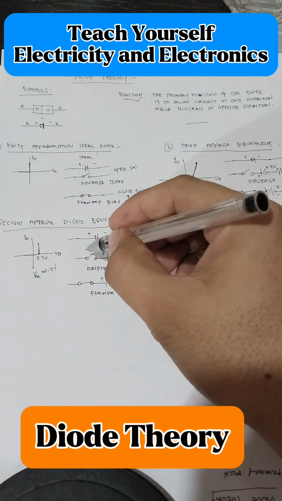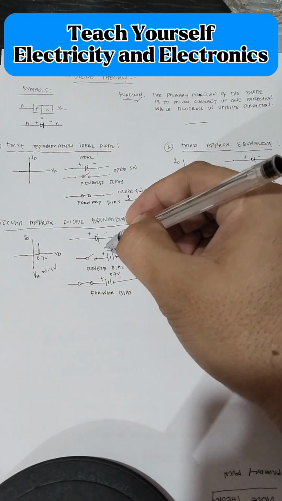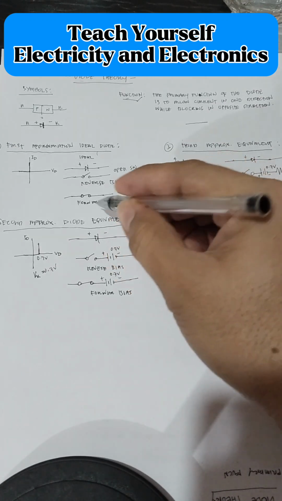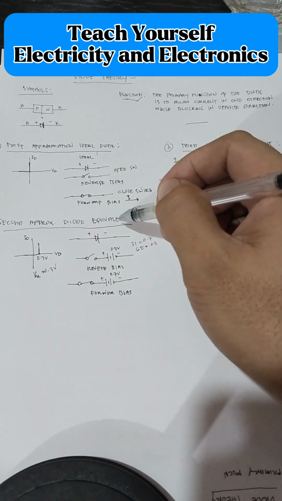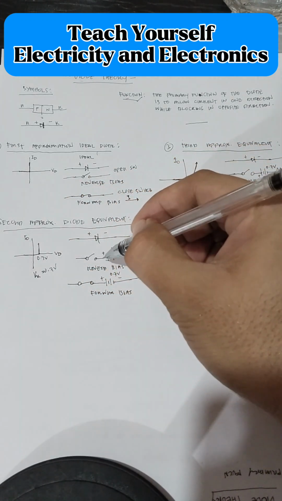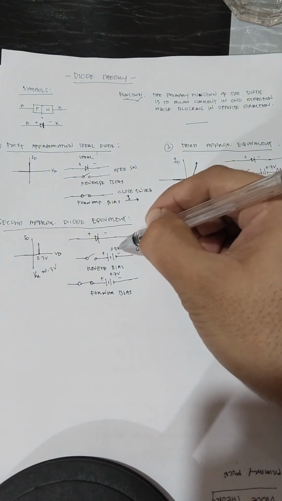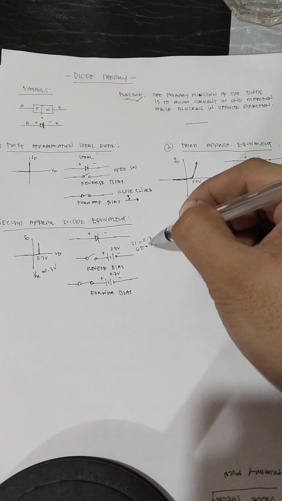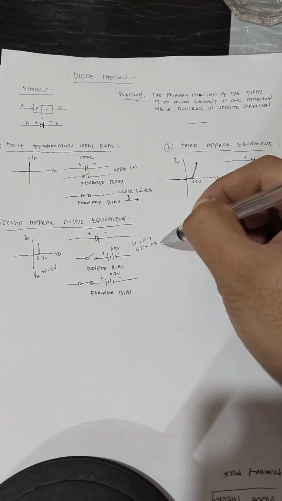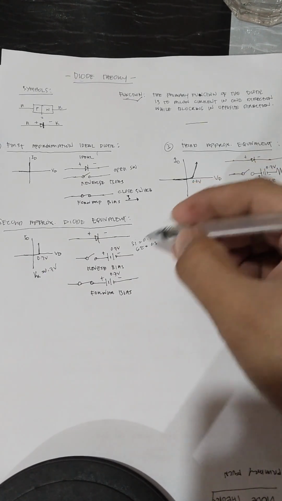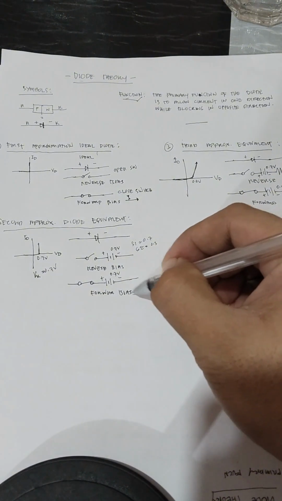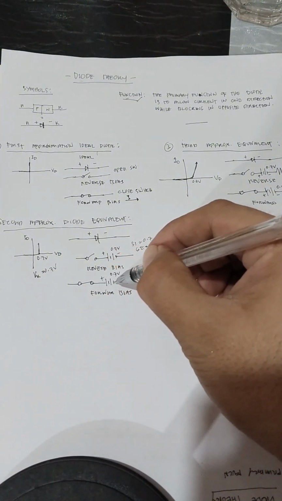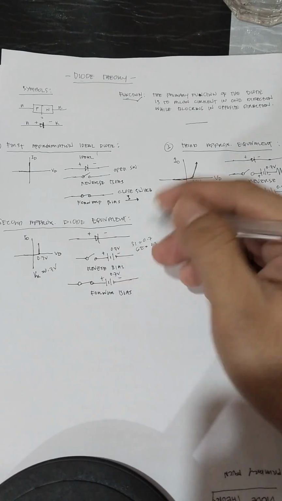Okay, so this is the equivalent circuit for the second approximation diode. So we have a switch plus the source, 0.7 if it is silicon, 0.3 if it is germanium material. And during forward bias, this is the equivalent.